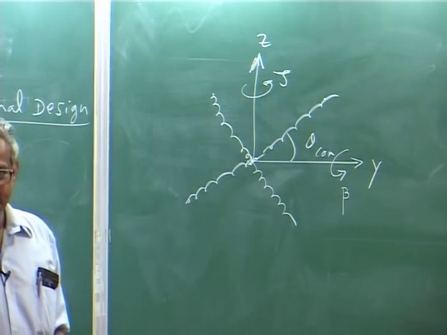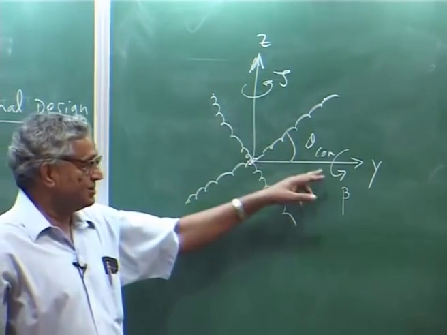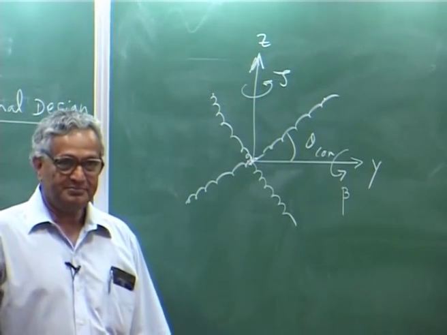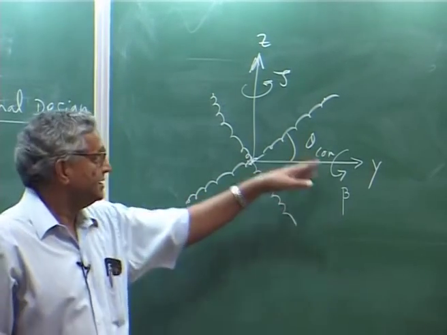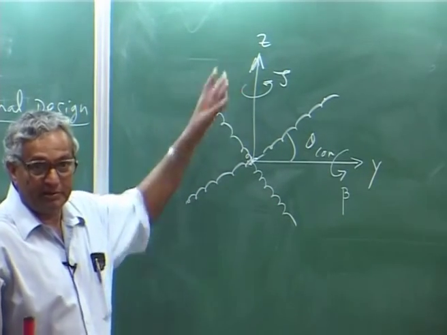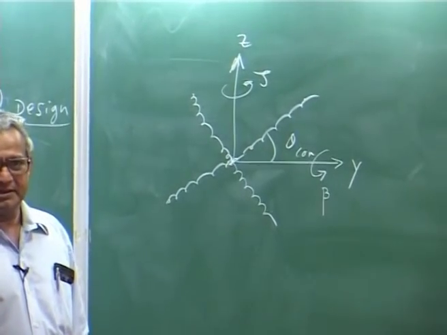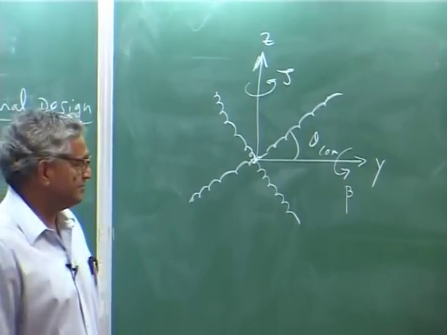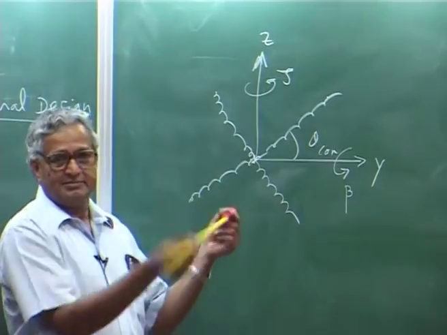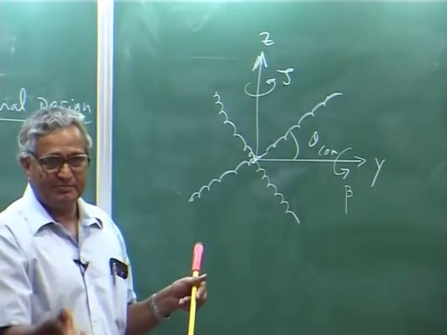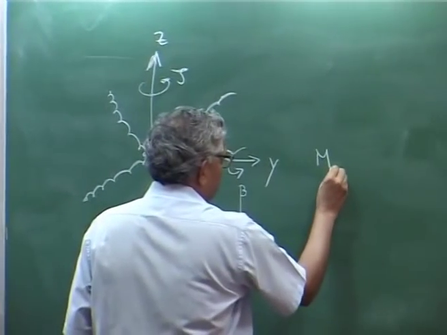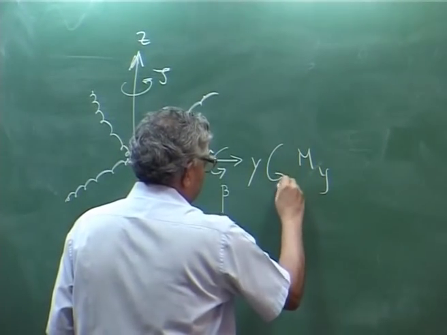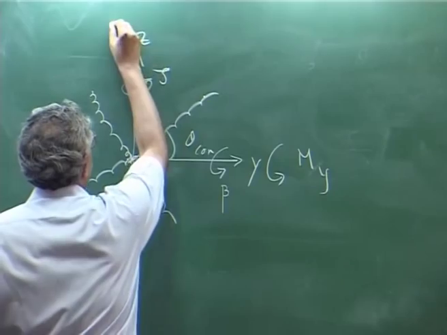Okay. Now, if I have these two, you have to find out what is the flap moment, what is the lead lag moment. That is, you can say applied external moment, because the blade is going down means you put some moment about this. So, you may call it My and Mz.